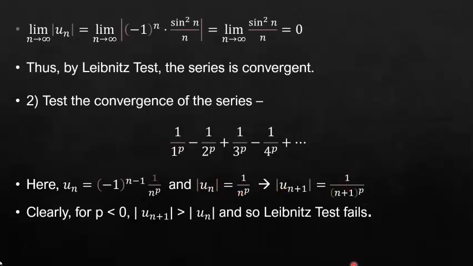If you look at these terms, and we take a value of p which is less than 0, say minus 1, mod of un will be n, but mod of un plus 1 will be n plus 1, which is greater than n. So our first condition fails here. If the first condition fails, there is no point in proceeding further. So we can easily conclude that Leibniz test fails. Hence, we will not be able to say anything about the convergence of this series. We can apply different tests to test the convergence of the series, so you can try that.